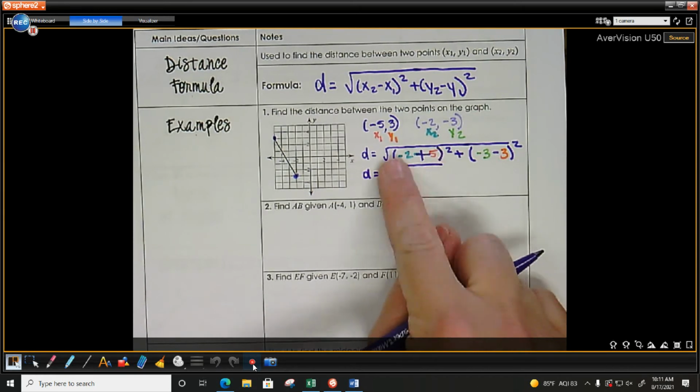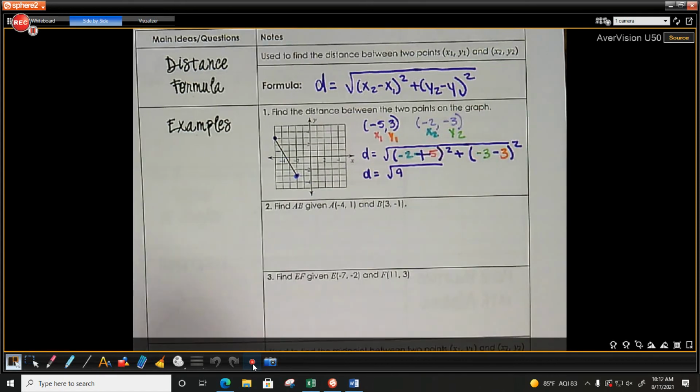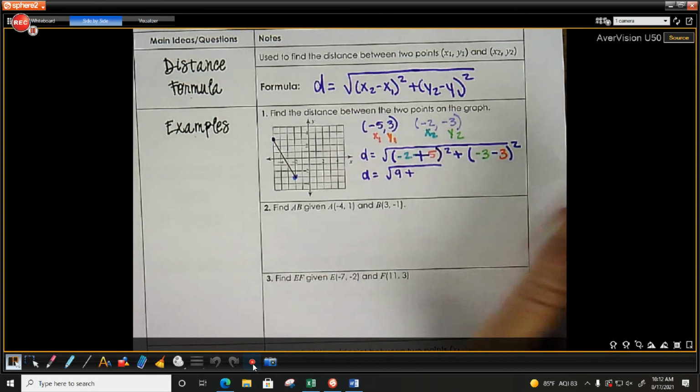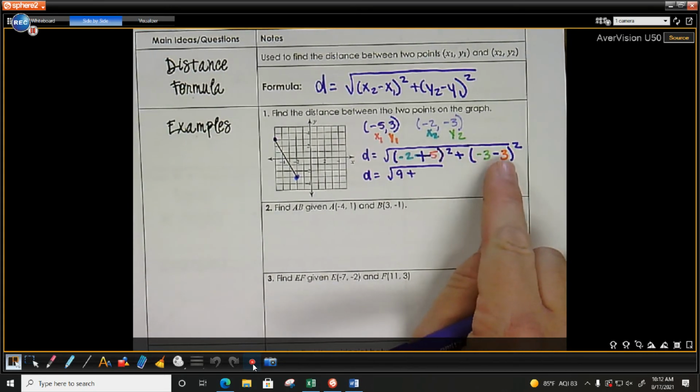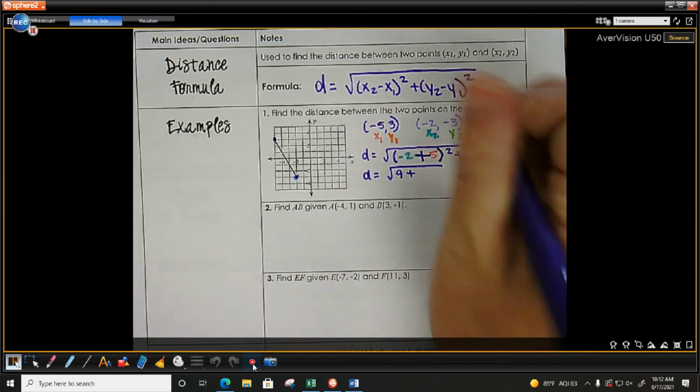Okay, plus, what's negative 3 minus 3 more? Negative 6. What's negative 6 squared? Any number squared is always positive, because a negative times a negative is positive, and a positive times a positive is positive. So negative 6 squared is positive 36. So D equals the square root. What's 9 plus 36? 45.